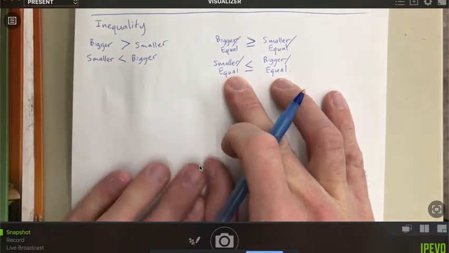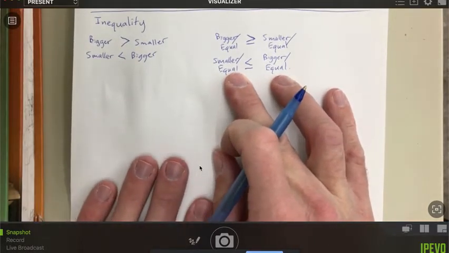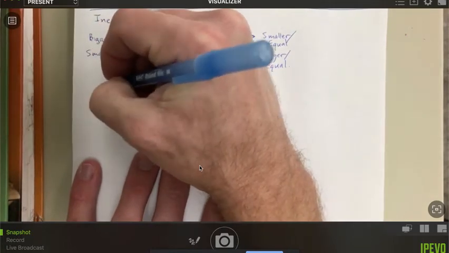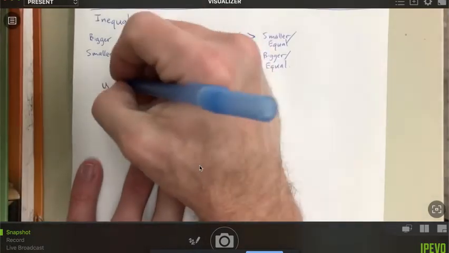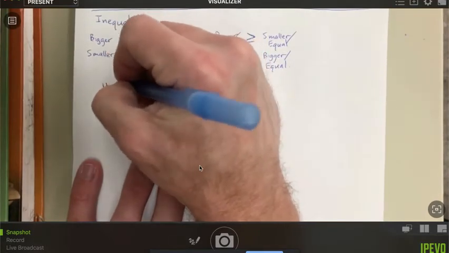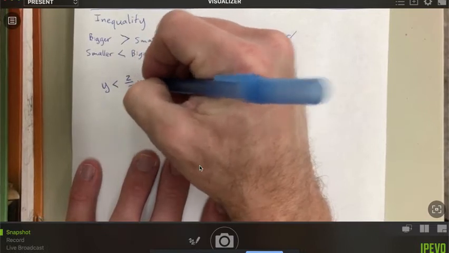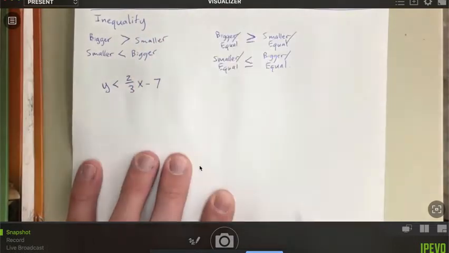All right, so let's take a look. Once again, I want to know which points are solutions. So here's my equation, or sorry, here's my inequality, I should say.